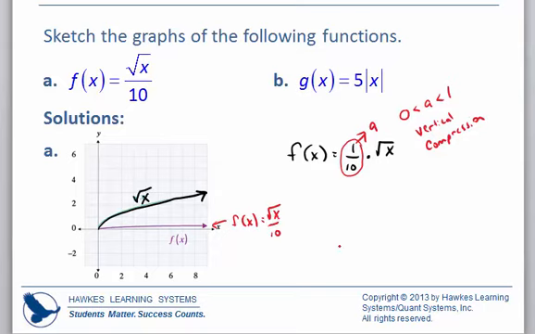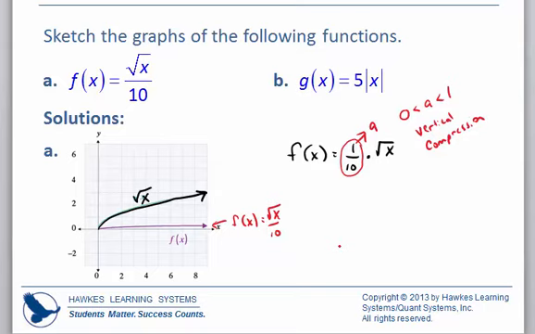Now, as always, if you want to be very precise, you would need to plot a few points. But generally in this section, we want to be able to know that multiplying by 1/10 causes a vertical compression, causes a flattening out of our graph.